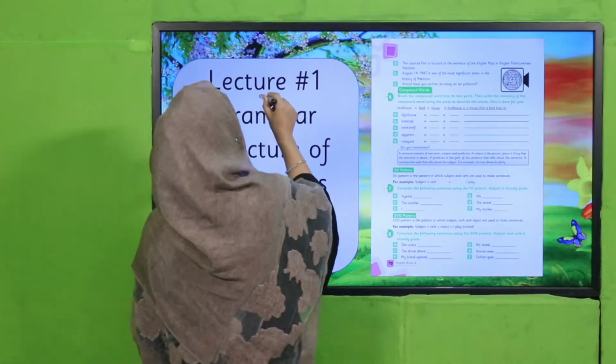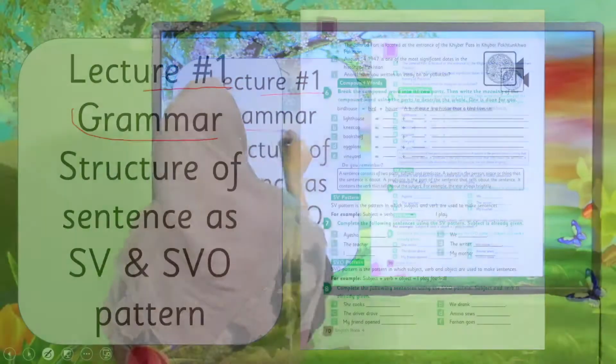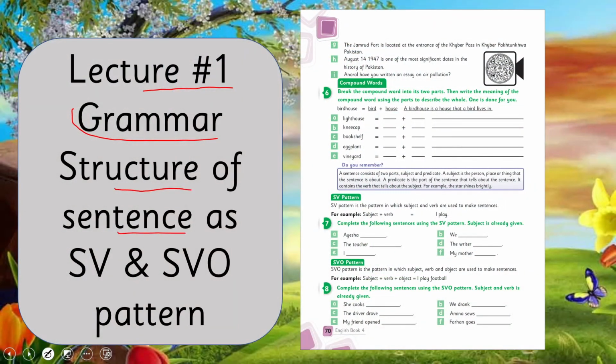Our today's lecture, lecture number 1, is under the grammar structure of sentence as SV and SVO pattern. We will learn about that today.